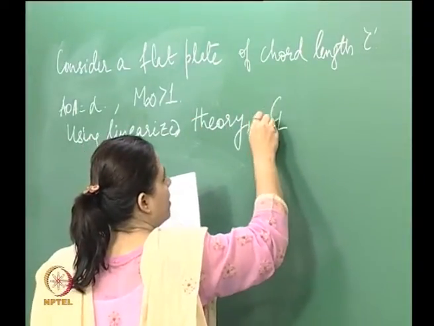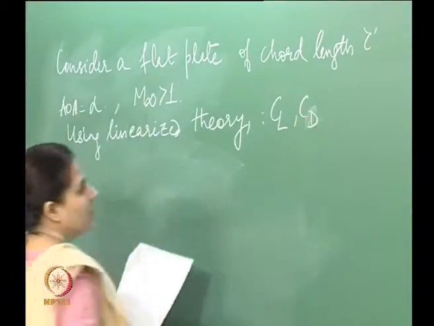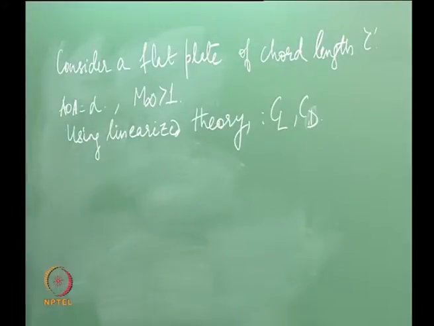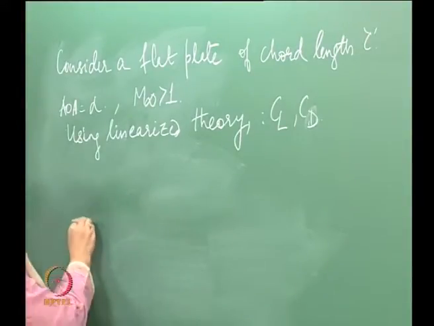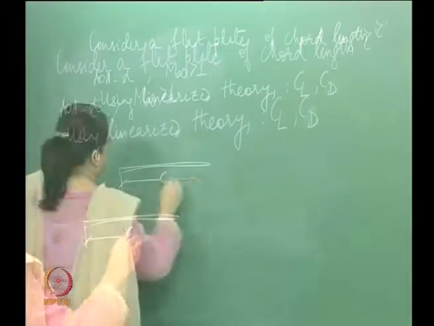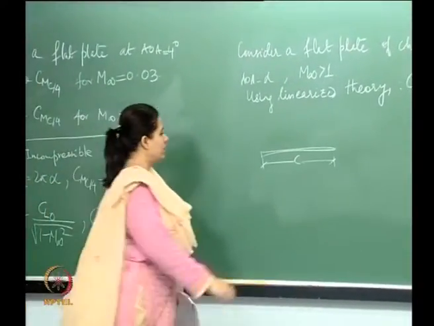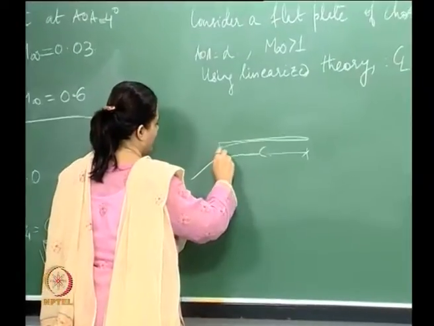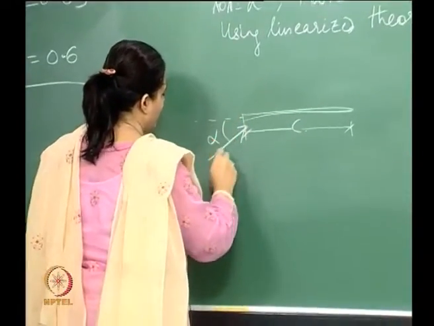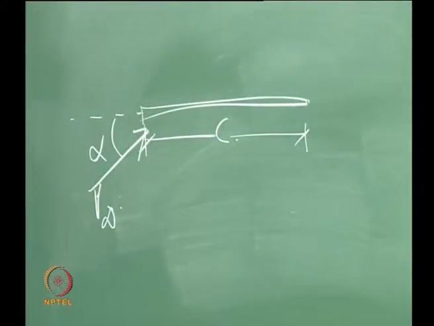Derive CL and CD, the coefficient of lift and coefficient of drag. So, we basically have a flat plate of a certain chord length. This is the chord length. It is at an angle of attack of alpha.